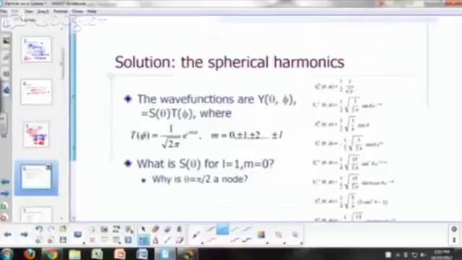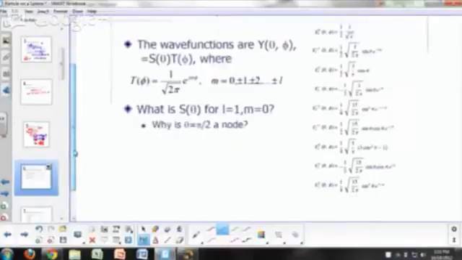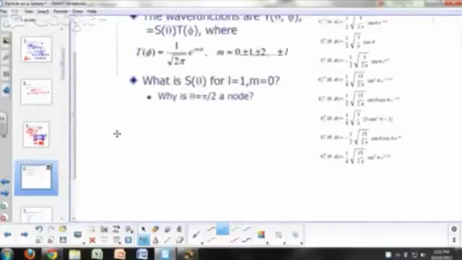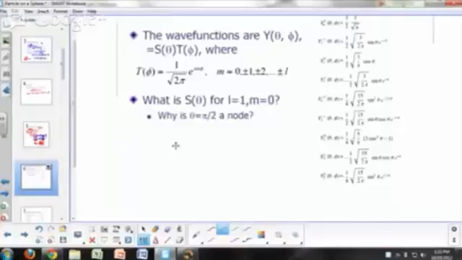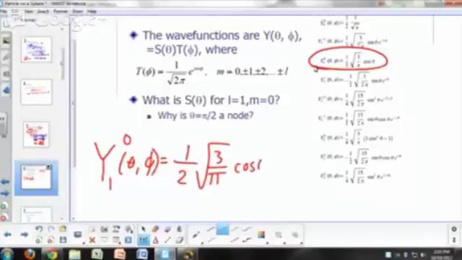How about this one? What is s of theta for this thing? What is s of theta for L equals 1, M equals 0? Let's look at our function for L equals 1, M equals 0. Right there. So y1,0 as a function of theta and phi is equal to 1/2 square root of 3 over pi cosine theta.